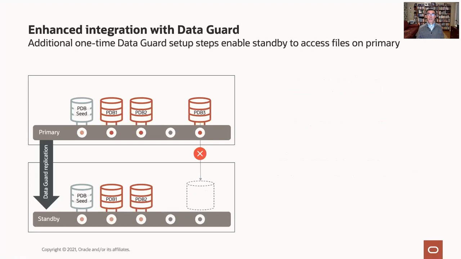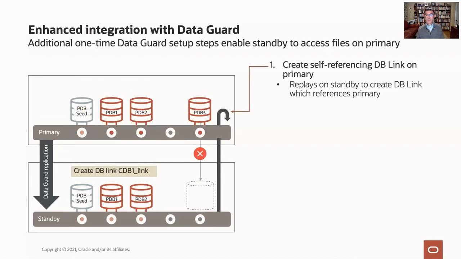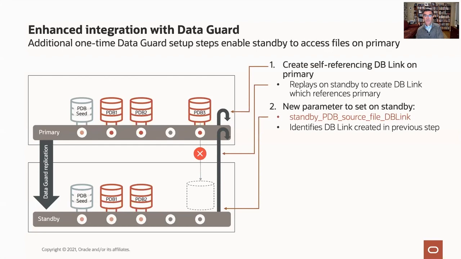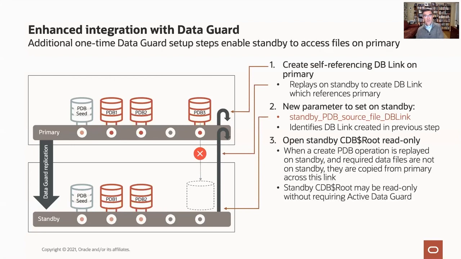We start by creating a self-referencing database link on the primary. This replays successfully on the standby to create a database link referencing the primary. Next, we set a parameter on the standby. This is named standby PDB source file DB link, and it should reference the database link created in the previous step. Now, finally, CDB root in the standby should be opened read-only.